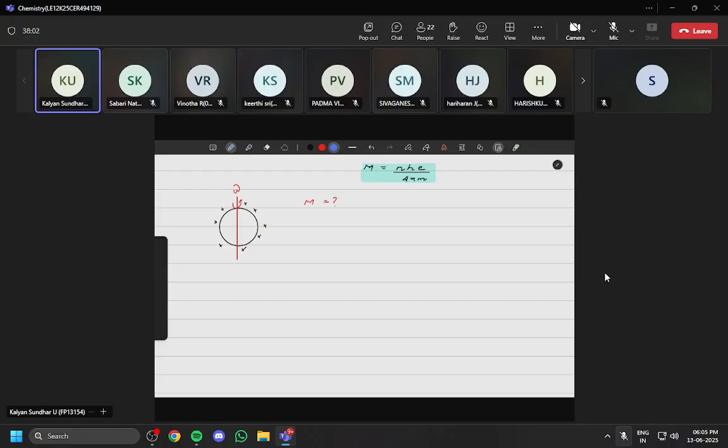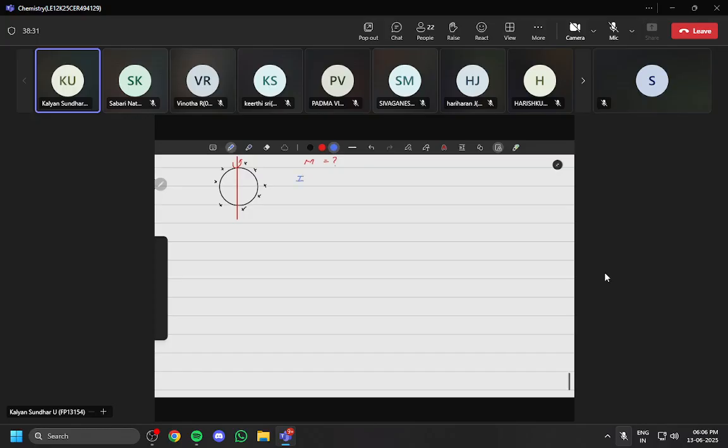Is this line perpendicular to the plane or parallel to the plane? Perpendicular to the plane, like this. For a ring, it passes like this. What is the moment of inertia when it's passing through the center? For a ring, it is just m r square. m r square by 2 is when it is flat like this, right? When it's passing through the center, it's going to be only m r square.